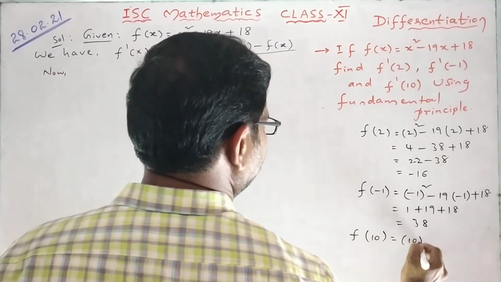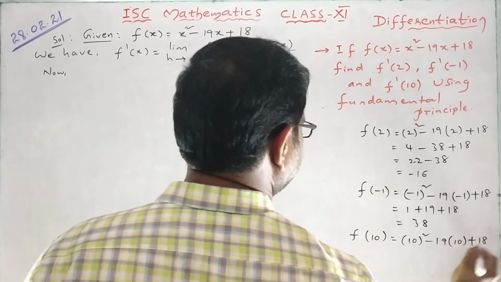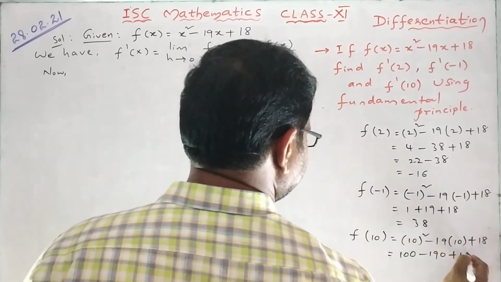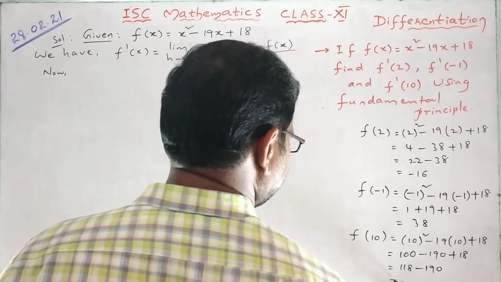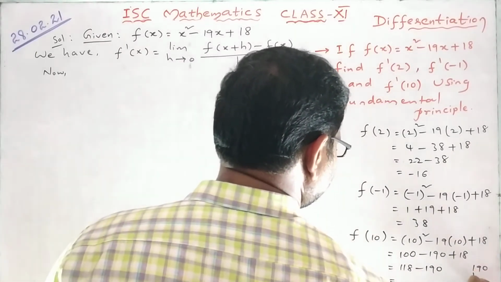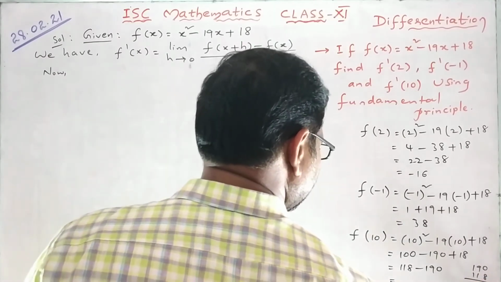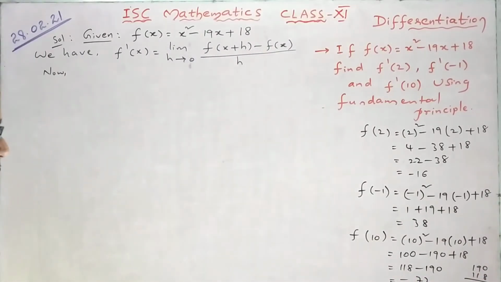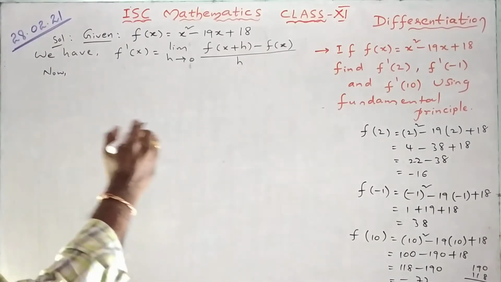f of 10 also. 10 square minus 19 into 10 plus 18. 100 minus 190 plus 18. So 118 minus 190, that is 190 minus 118. So minus 72. Right? That we will take in the third problem.